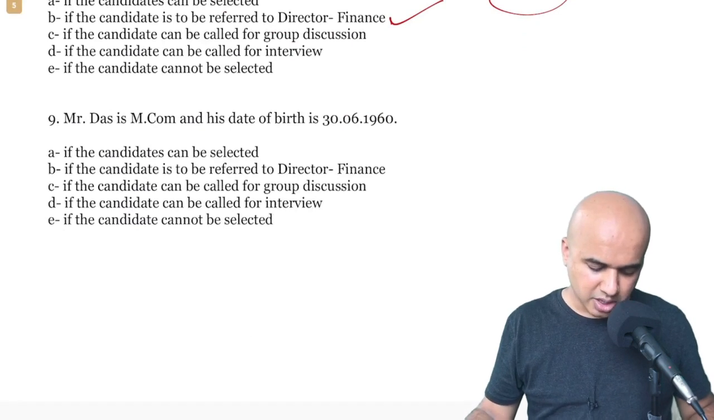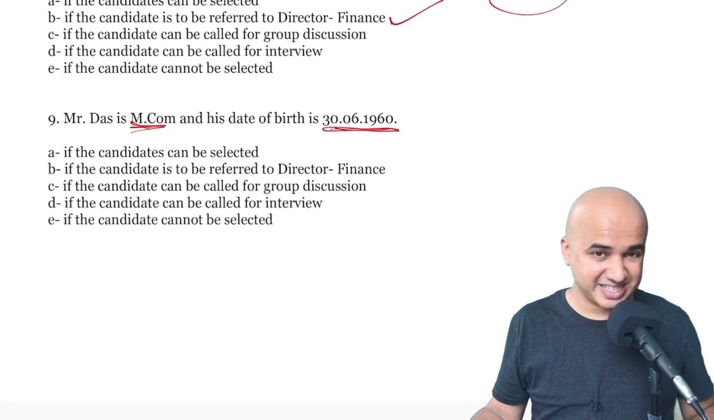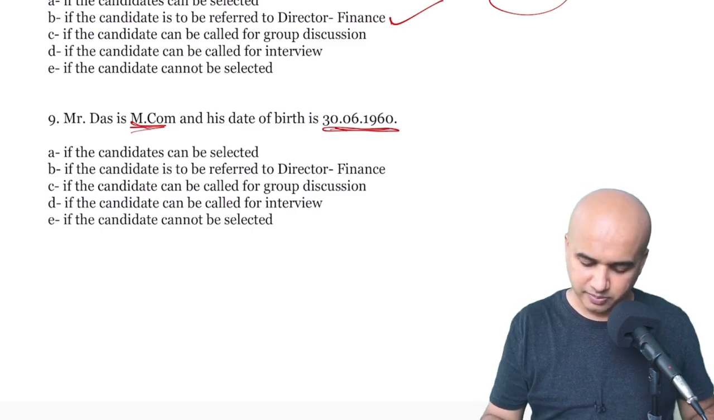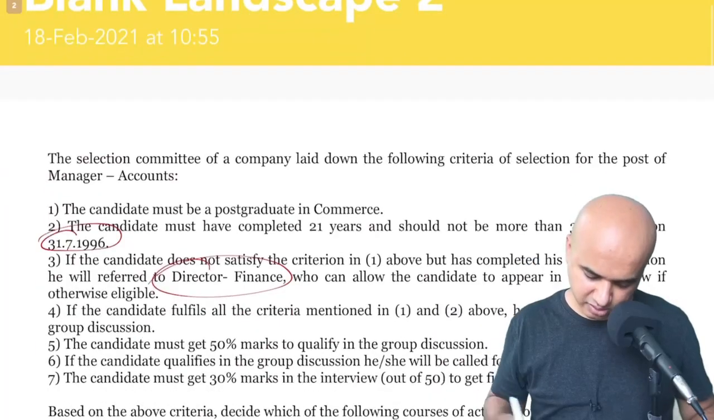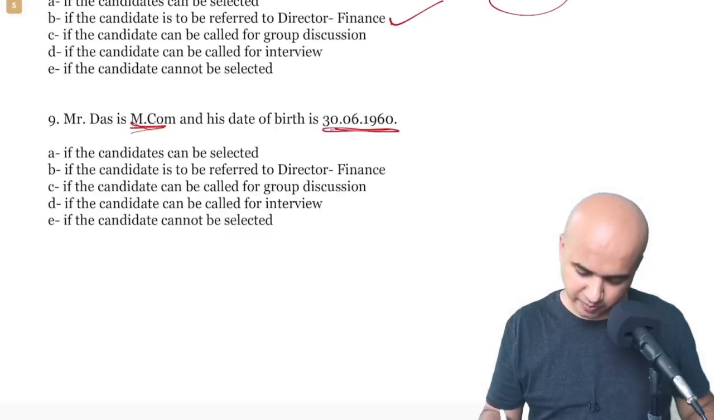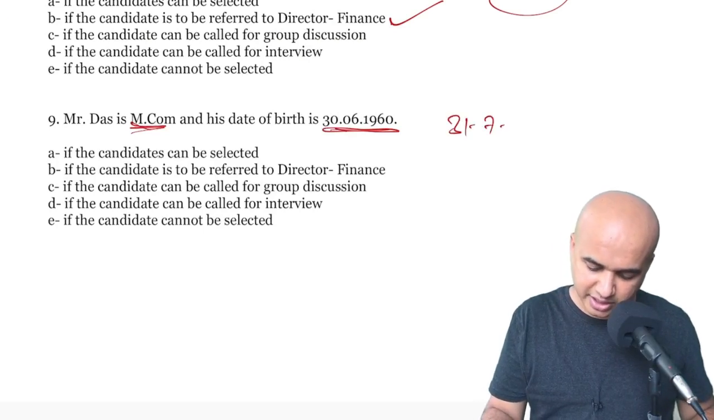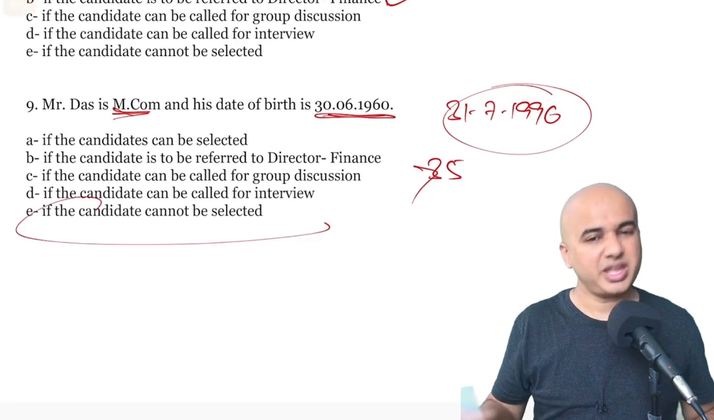Next, Mr. Das is MCom and his date of birth is 3/6/1960. Okay. So which date are we supposed to be concerned with? In this case, 31/7/1996. Okay. Obviously, Mr. Das has crossed the age of 35, so he cannot be selected.